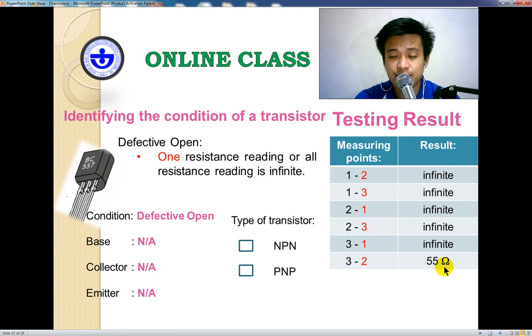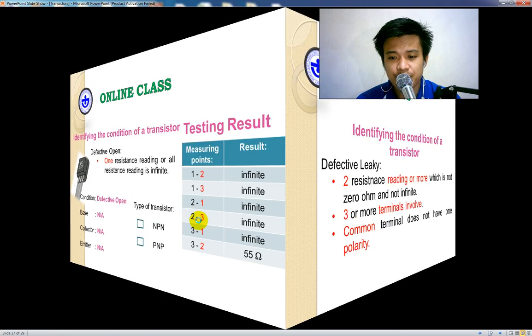So for example, in here, we only have one resistance reading, the rest are infinite. Then we consider this as open. Why? Because there is no other connection to the other part of your transistor. Now, at the same time, since it is defective, we cannot identify which leg is the base, which leg is the collector, and which leg is the emitter. At the same time, you could not identify also what type of transistor do we have. Okay, because again, the condition of the transistor is defective. So I hope that is clear.